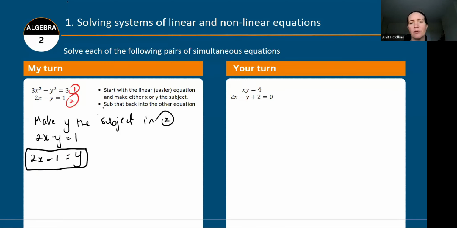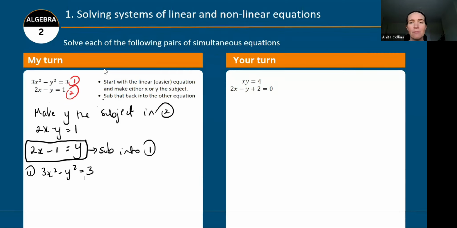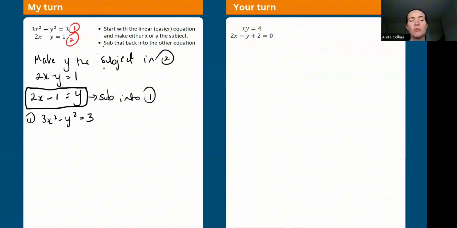So then our second step was to sub that back into the other equation. So for this one, I'm going to sub this into 1. So equation number 1 is 3x squared minus y squared equals 3. I've written it down before I do the substitution because I'm afraid I'll make a slip. And now I'm going to sub in. I now know that y is equal to 2x minus 1. So instead of y, I'm going to write 2x minus 1. It's y squared, so y is 2x minus 1, and I need to square it, is equal to 3.